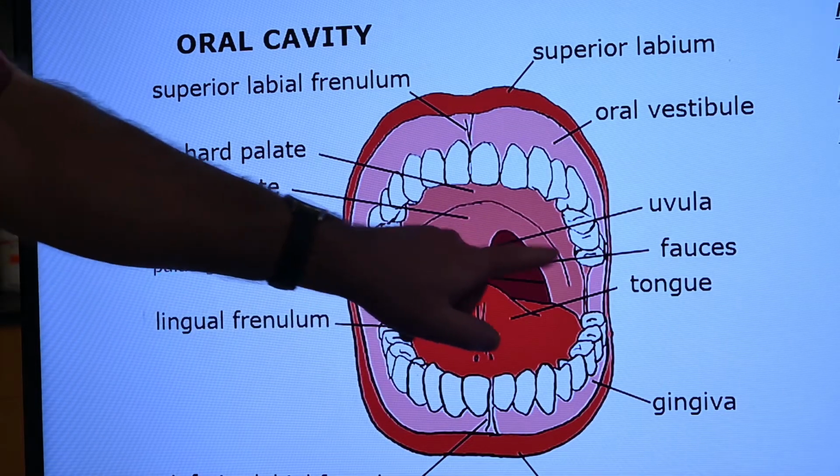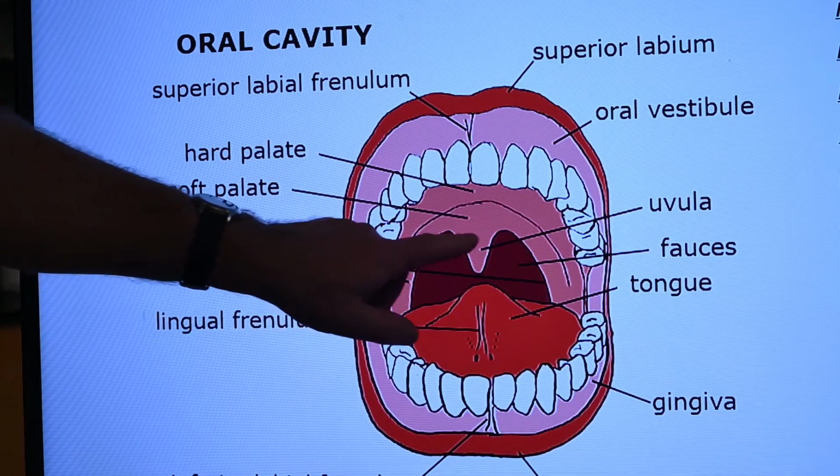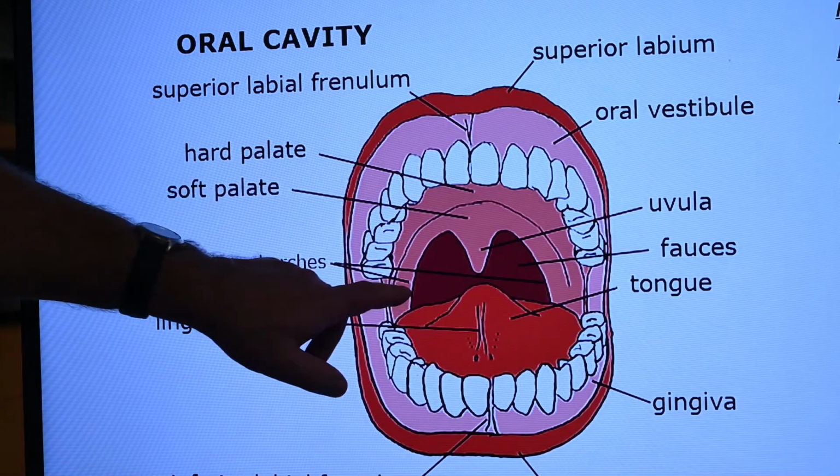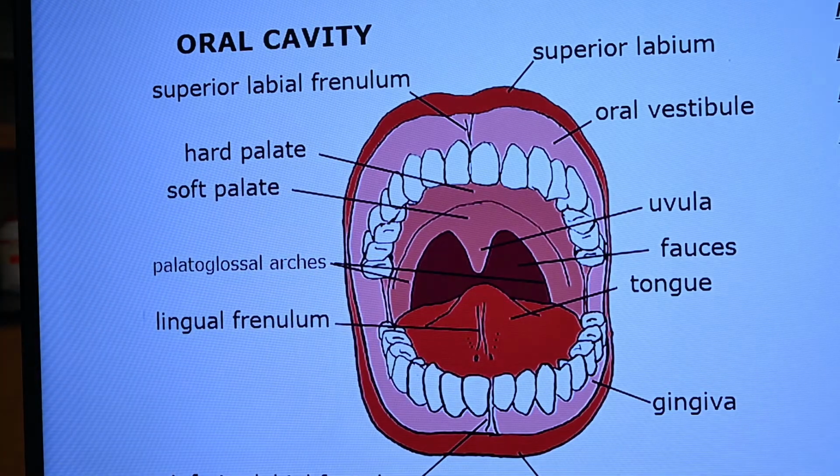To either side of the fauces, here, that opening to the pharynx, we have what are called palatoglossal arches. Now, just behind those palatoglossal arches on each side is where you would find your tonsils, just behind that there.